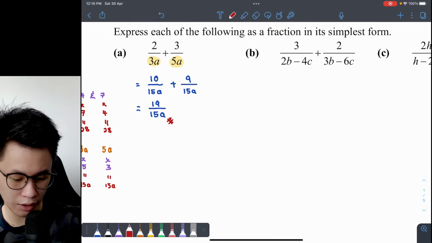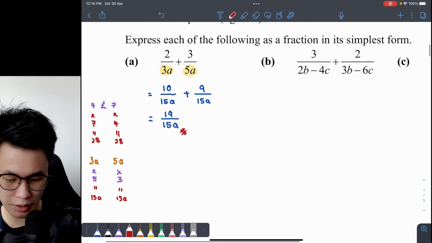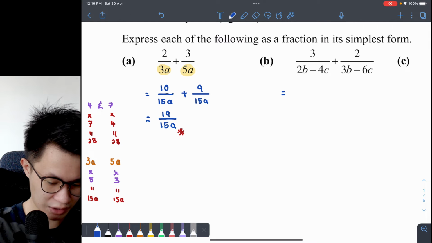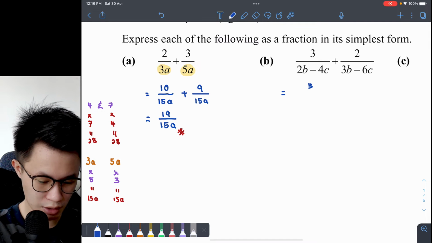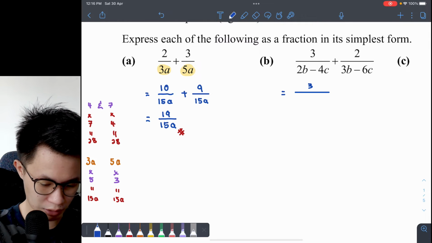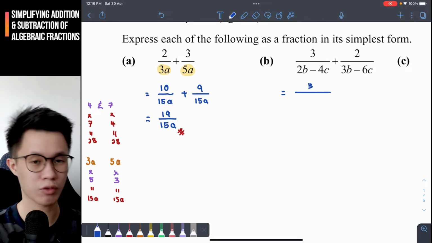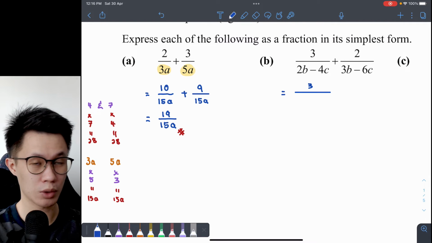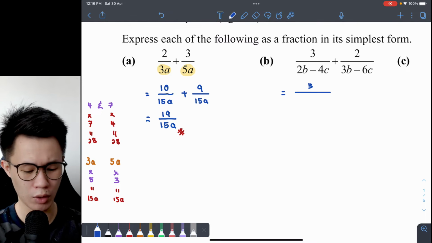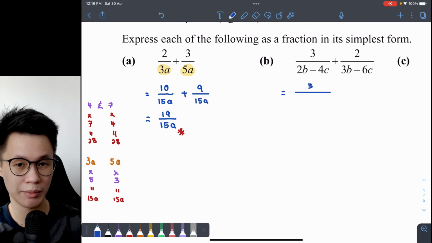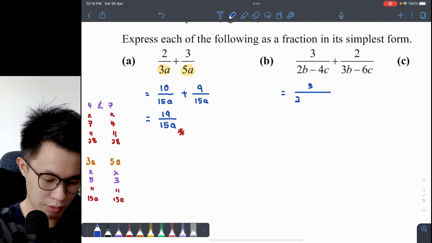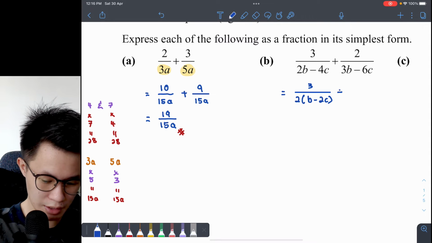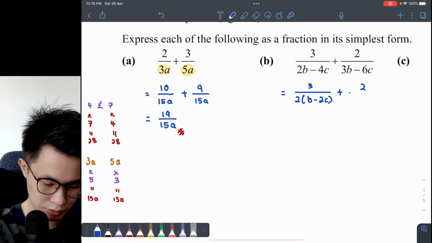Alright, let's look at the second one, b. B is a little bit complicated, so before we do it, let me try factorizing something out. In this case, I'm going to factorize the denominator first. The reasoning is that I want to find a common point between the denominators, such that it will make multiplying my denominators easier. So I'm going to factorize 2 out, and then from the other side I will factorize 3 out.